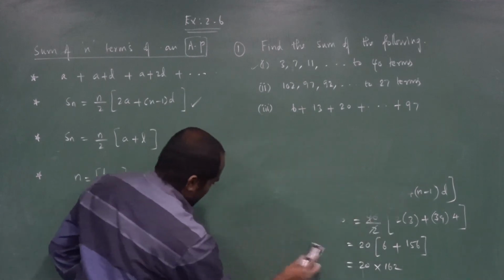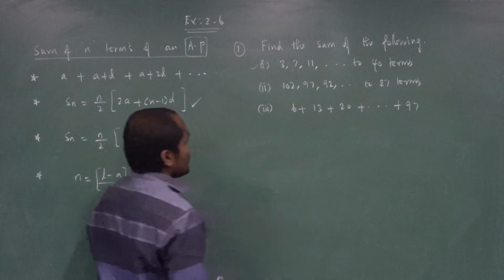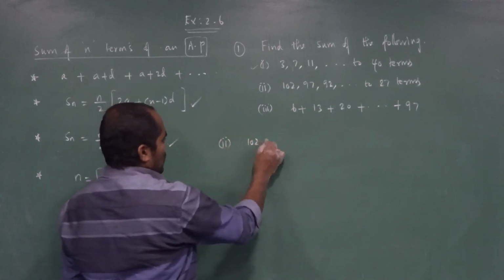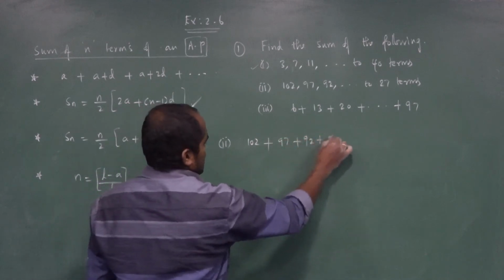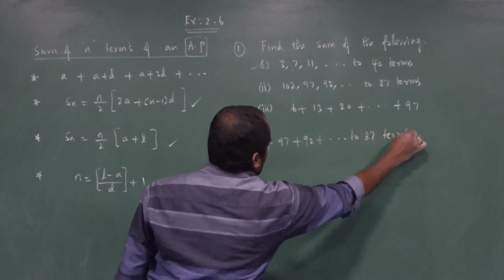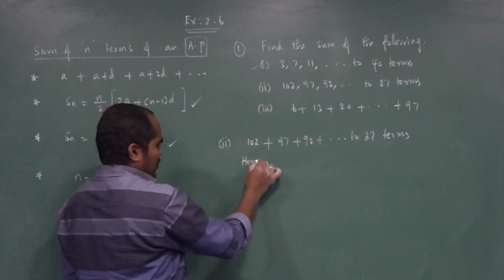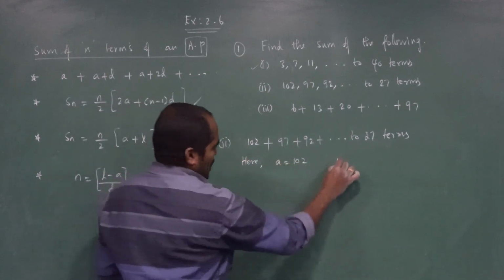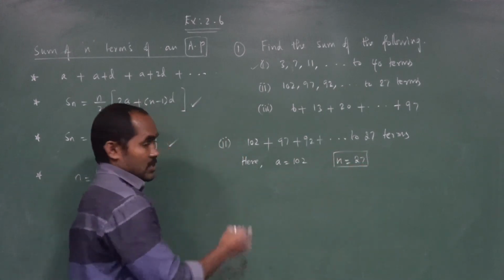So our second question. The second question has first term 102, second term 97, third term 92, plus etc., up to 27 terms. So here first term a is equal to 102, and the number of terms is 27.